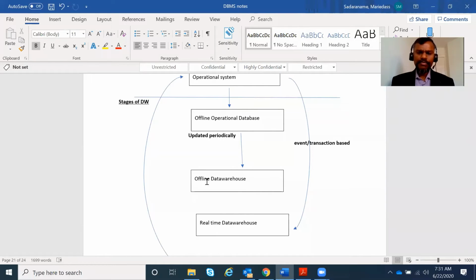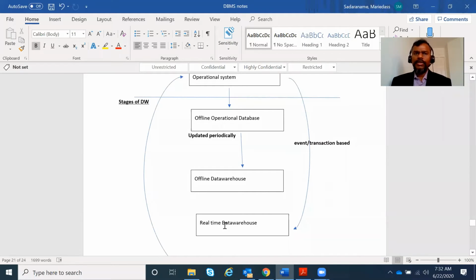Now comes your real-time data warehouse. So what happens in a real-time data warehouse with the introduction of the internet? Your data warehouse is connected to the internet, meaning people can access this data warehouse because it comes online. Yes. So when this real-time data warehouse is built, the data could be directly offloaded from your ODS, the operational system, directly into your real-time data warehouse.